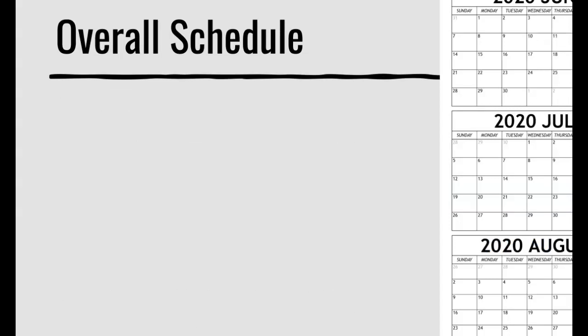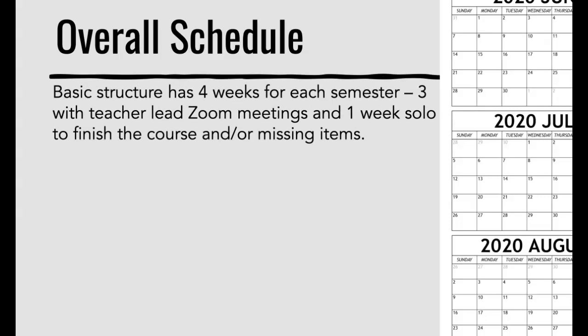So here's our overall schedule. We've got June, July, and August here on the right. Our basic structure has 4 weeks for each semester. 3 weeks are going to be with teacher-led Zoom meetings, so you'll have meetings with me for 3 weeks. Then that final 4th week, I'm calling your solo week. That is for you to finish the course and any missing items. So if you forgot an item or missed it, you're getting that 1 week buffer to make that up. If you finish everything within the 3 weeks, then that 4th week you get to just take off and relax a little bit. But we are building in that 1 week buffer for you to finish any solo activities that you need.